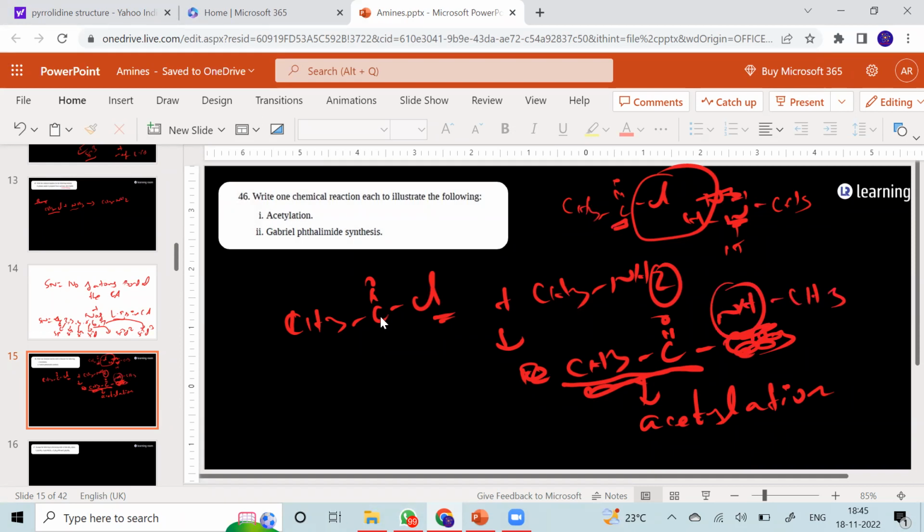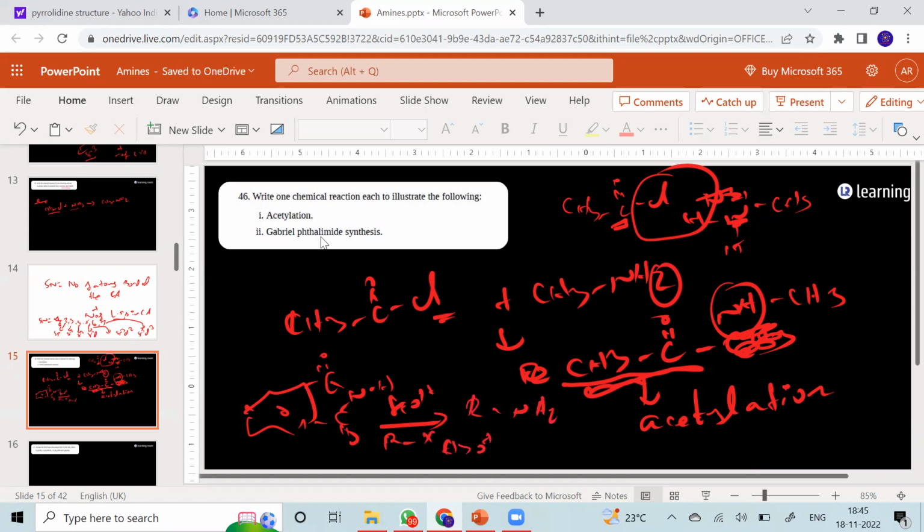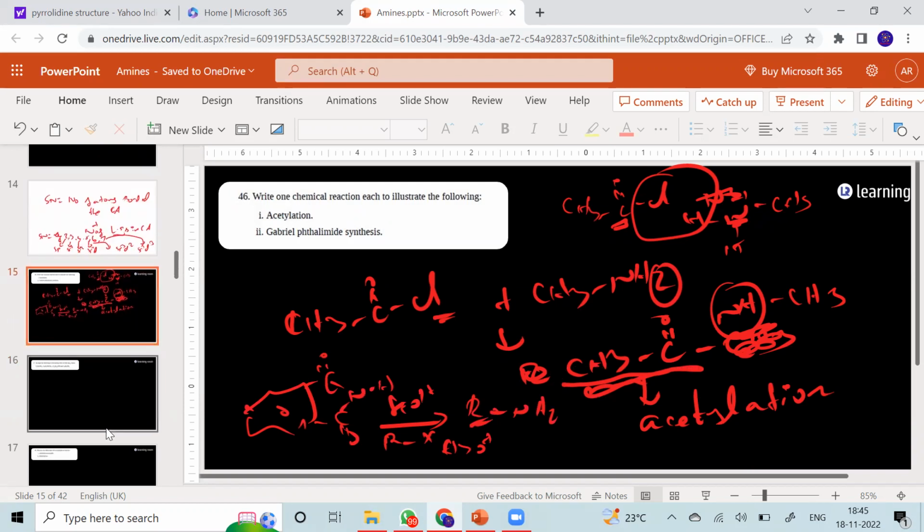Next, you have Gabriel's reaction. This we just now saw. How will you write a general reaction? You will take phthalimide, C double bond O, C double bond O, NH, and put KOH, put RX, and go for hydrolysis. Eventually you'll end up with RNH2. You put R as anything, say CH3 or C2H5, whatever you want, and complete this reaction. Okay, right. Next.